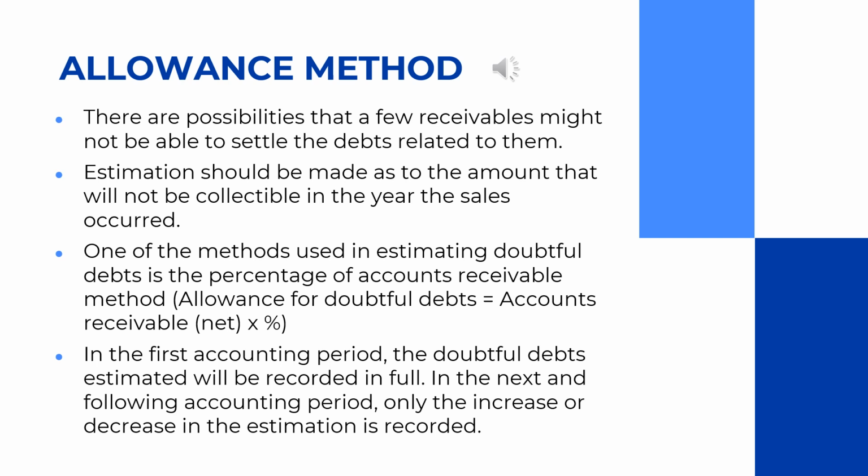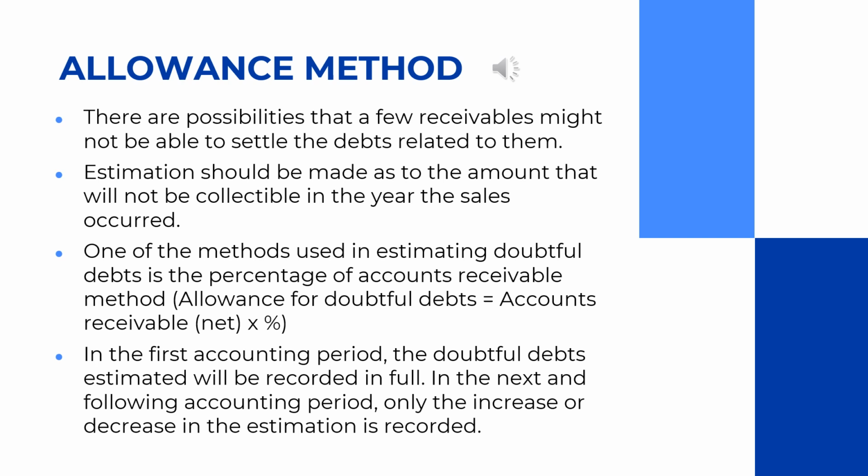Other than the direct write-off method, there is the second method, which is the allowance method. This method is based on the accounting concept of not overstating the amount of assets owned by the business. Therefore, in a normal world, there are possibilities that a few receivables might not be able to settle their debts. Estimation should be made as to the amount that will not be able to be collected in the year the sale occurs.